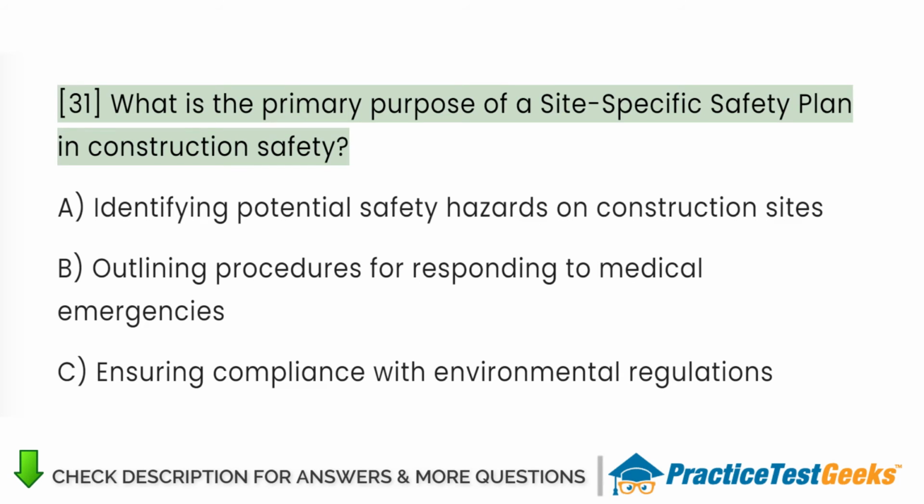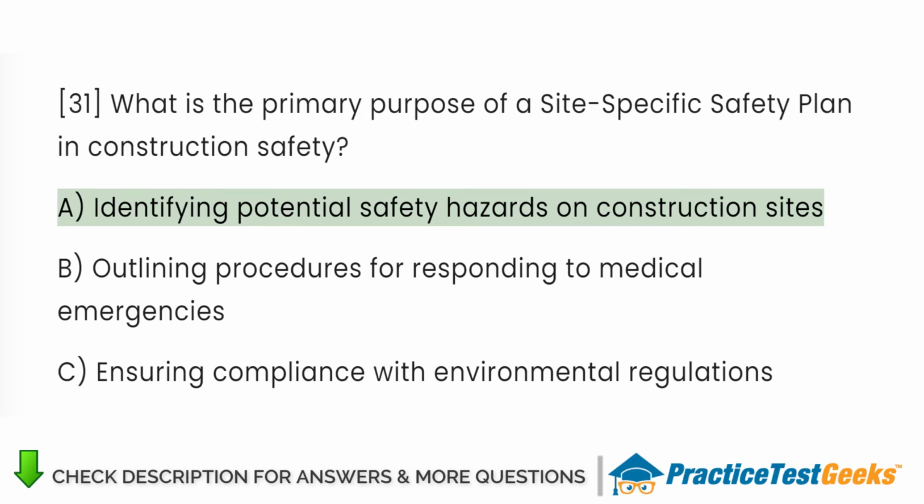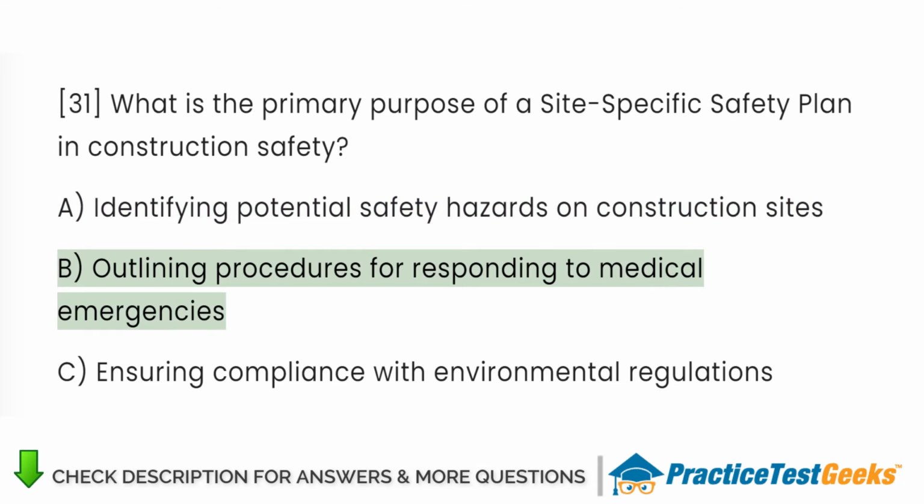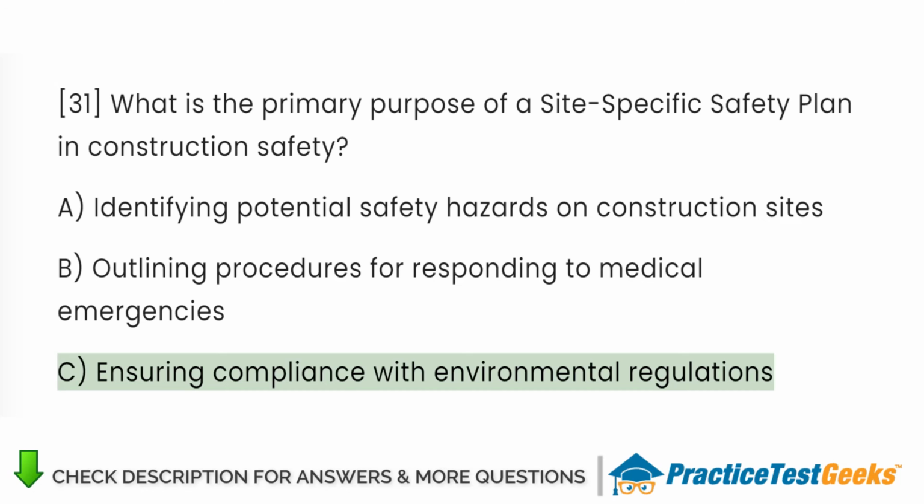What is the primary purpose of a site-specific safety plan in construction safety? A. Identifying potential safety hazards on construction sites. B. Outlining procedures for responding to medical emergencies. C. Ensuring compliance with environmental regulations.